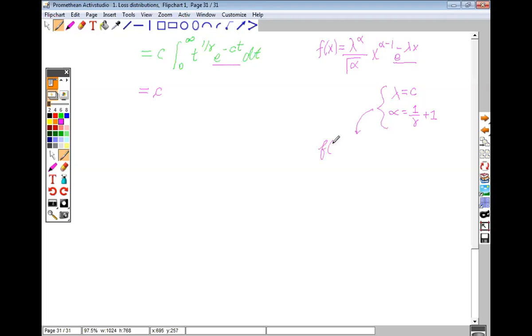So we'll know what we want. Instead of lambda, I'll have C. So C raised to alpha, where alpha is 1 upon gamma plus 1. And I want the gamma of 1 upon gamma plus 1. And instead of x, I have a t here. So I just write t raised to 1 upon gamma plus 1 minus 1, which cancels out each other. And I have e raised to minus of cx, because that is my lambda, right?